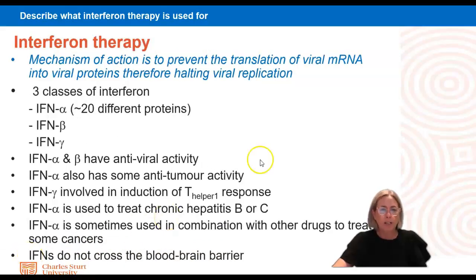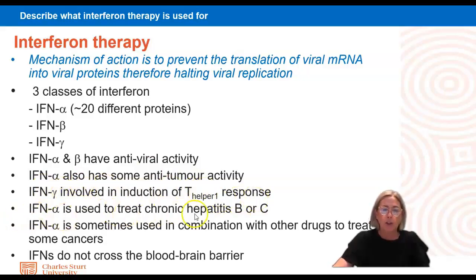Some of these slides are quite wordy, so I'm certainly not going to add any further information apart from what's written here. So with interferon therapy, the mechanism of action of interferon is to prevent the translation of viral messenger RNA into viral proteins, and therefore this halts viral replication. There are three classes of interferon, and they are alpha, beta, and gamma. Both alpha and beta have antiviral activity, and alpha also has some anti-tumor activity. Interferon gamma, though, is the one that's involved in the induction of the T helper 1 response.